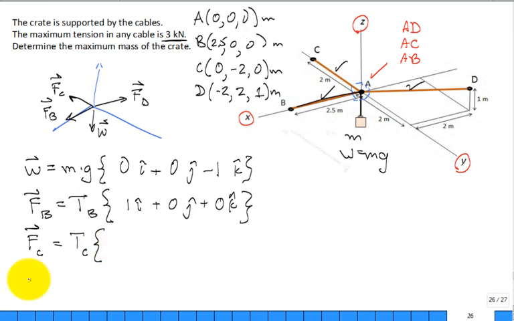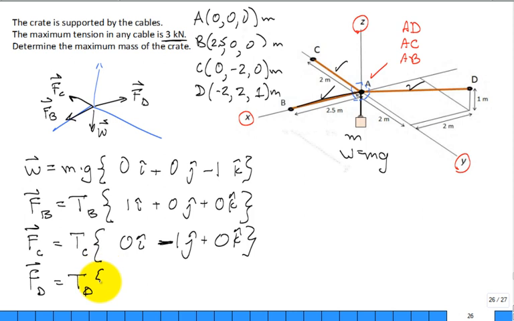What is that unit vector going from A to C? All right. So 0 in the I, minus 1 in the J and 0 in the K. And that minus sign, we need that, right? Okay. Now the hard one is the force vector going off to D, which is the tension in the cable going to D, but I need that unit vector.